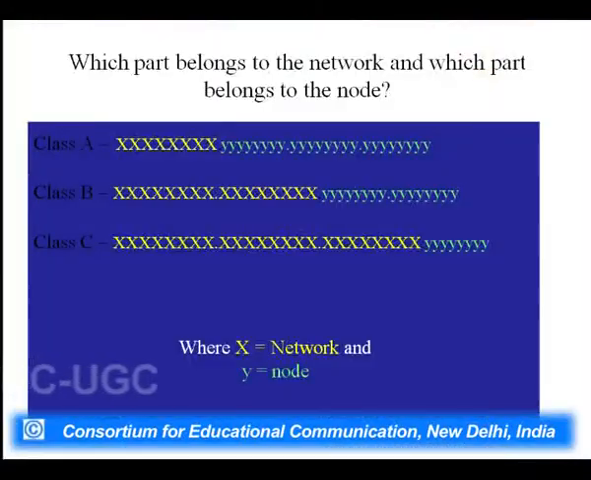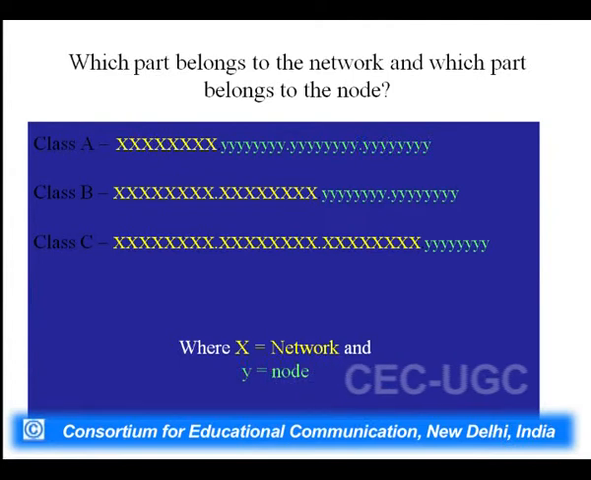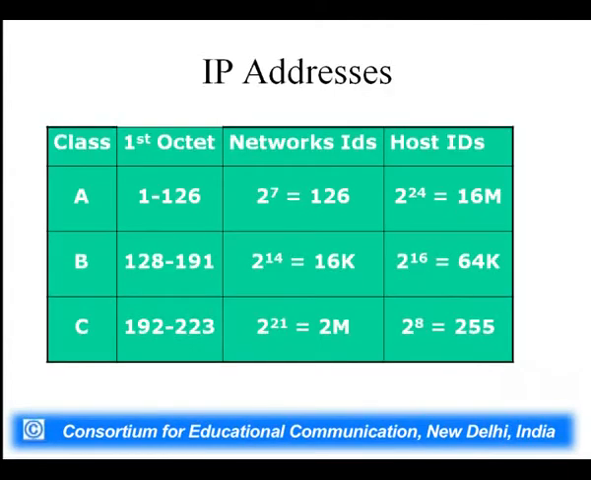Similarly, in class B, the first 16 bits, 2 octets, are network bits and the remaining 16 bits are the host address or the individual computer's address on a network. Similarly class C, that is how we have differentiated. The first 24 bits or 3 octets represent a network and the remaining 8 bits represent a host on a given network.